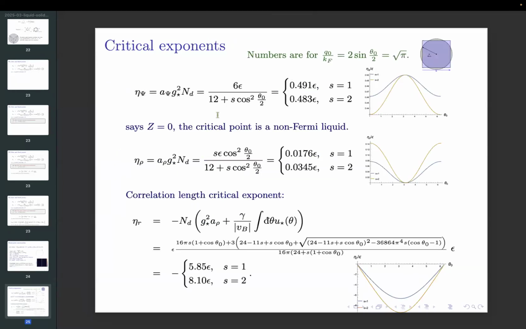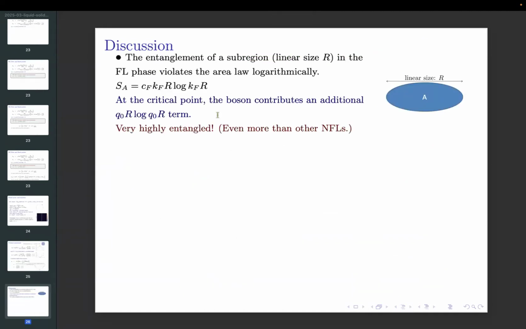Okay, so we can calculate critical exponents. They depend on this dimensionless ratio. It's pretty weird. They depend on this Q naught over KF. So I got to stop. Let me just make a few comments.